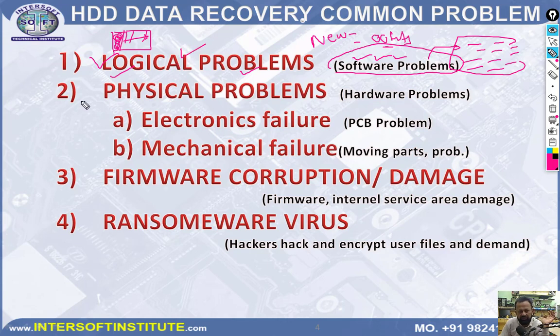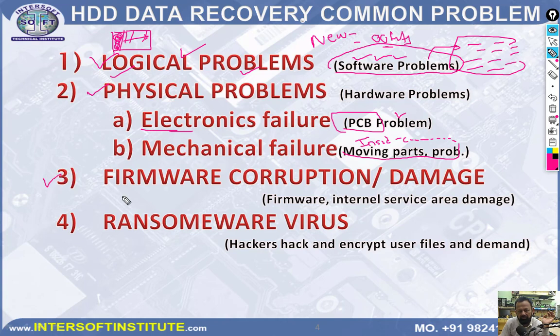Another condition is physical problems. In these physical problems we mention two types of problems. One is electronic, meaning PCB related problems, if the PCB is damaged or burnt or anything. Mechanical failures mean there is a problem inside, head damage, scratches, or the motor is not working. These are physical damage.